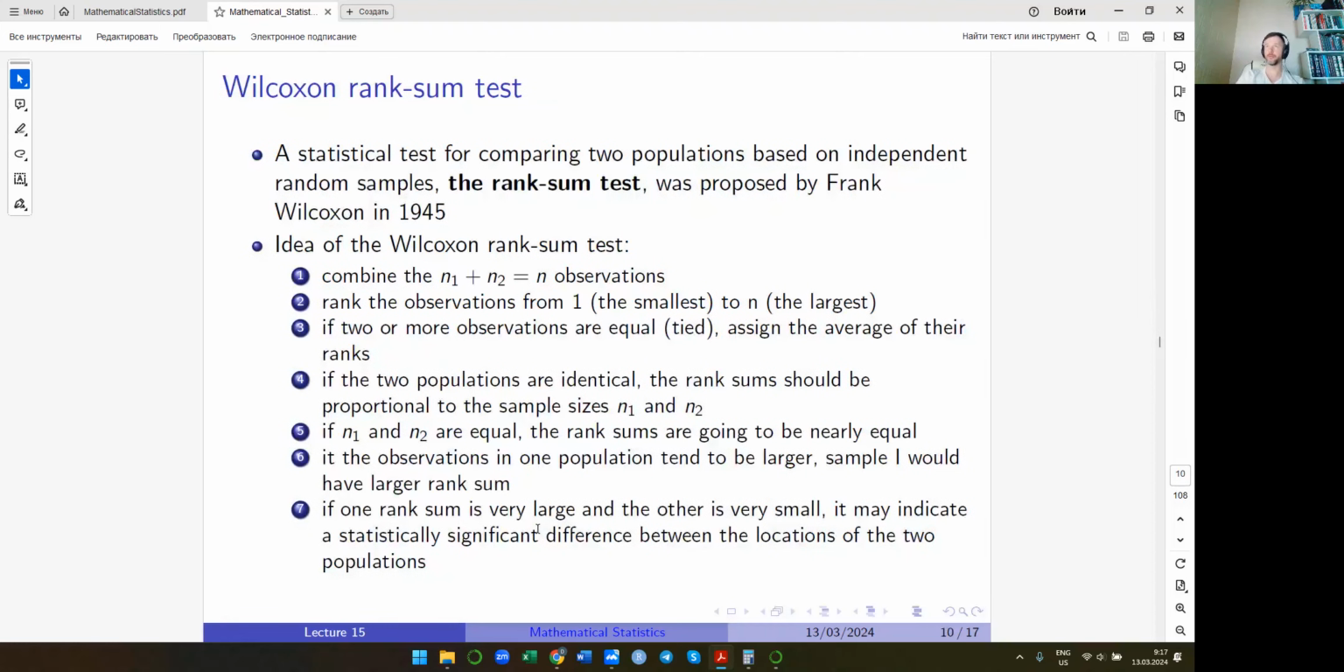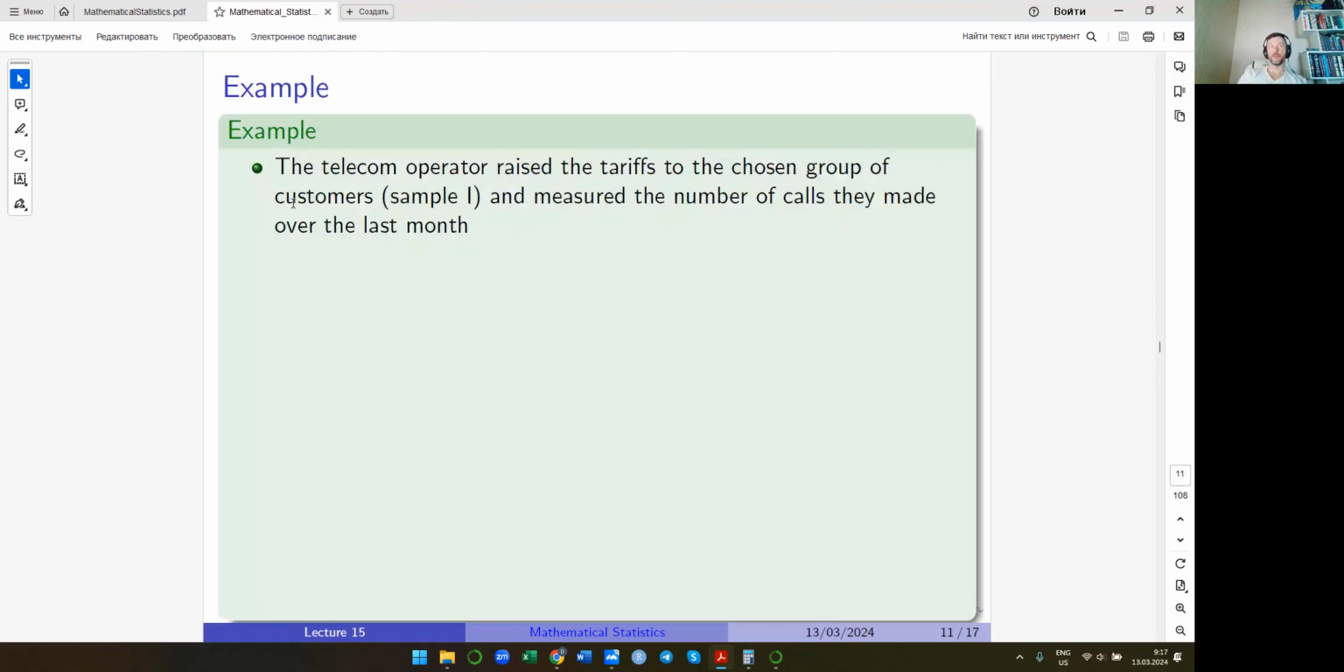Let's see a very simple example of how this test can be conducted. Suppose there is a telecom operator, and this telecom operator raised the tariffs for a chosen group of customers. We take sample 1 from this group of customers who were treated with the increased tariffs, and we measure the number of calls they made over the last month. So how many times did they call during the month?